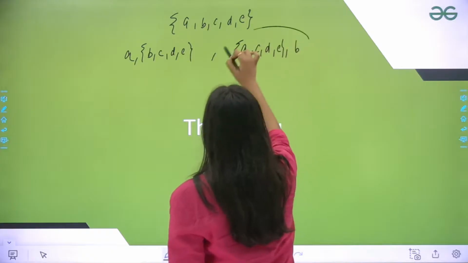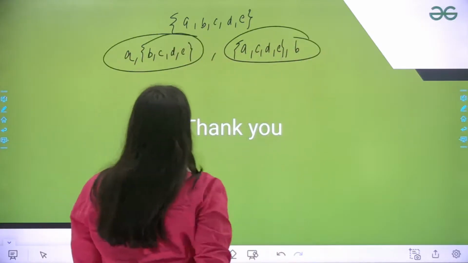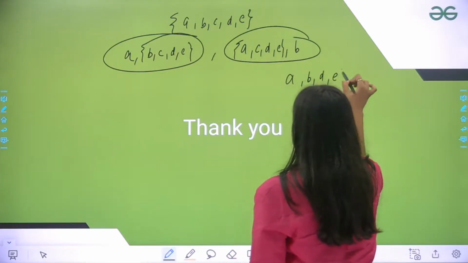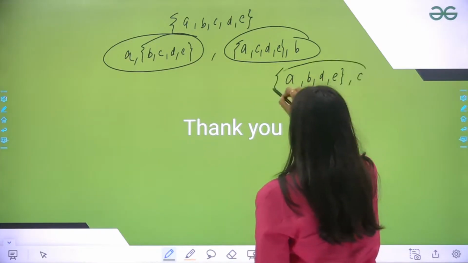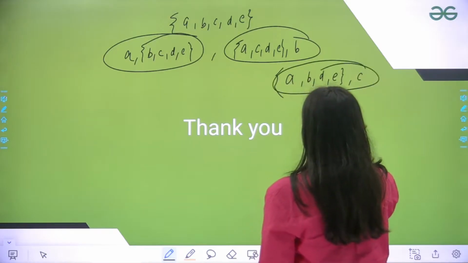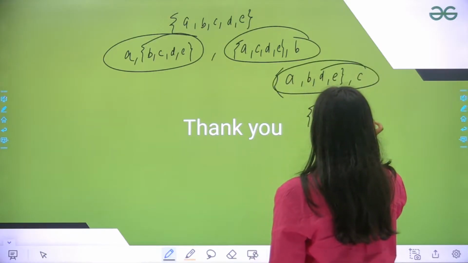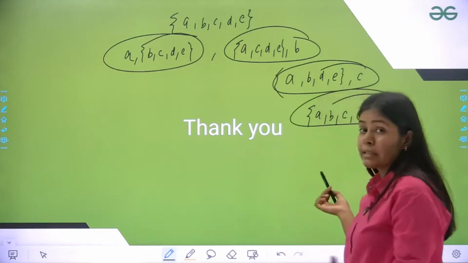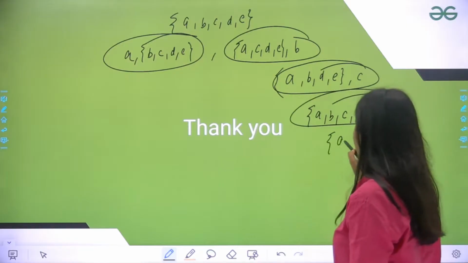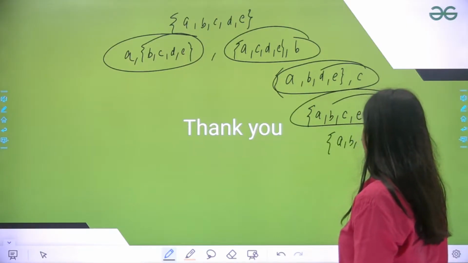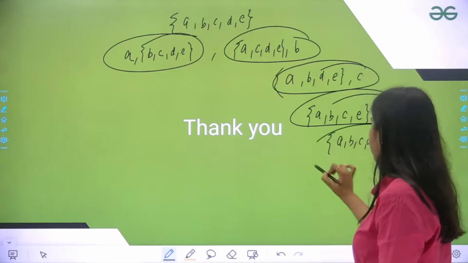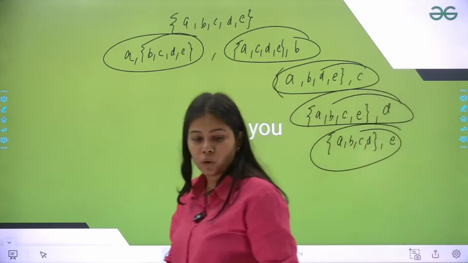And then you have A, C, D, E, and you have to find the distance with B. And then A, B, D, E is one cluster and this is another cluster, so you have to find this distance. And then A, B, C, E and then D. This can happen too. And then you have to find this distance, A, B, C, D and then you have E. This is one combination possible. So you have to find out all these 5 distances.